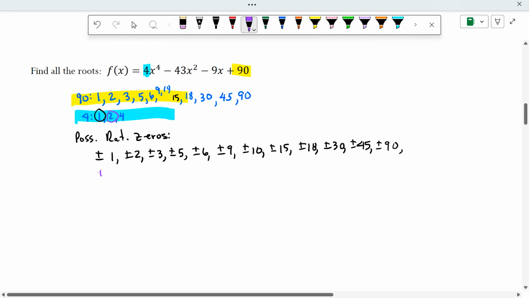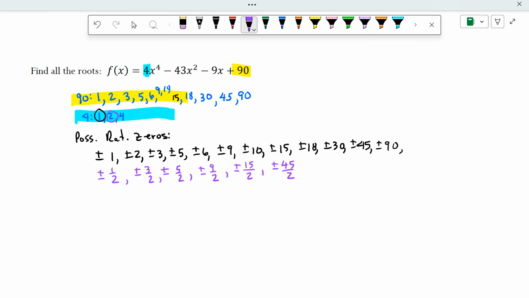Now let's divide by 2. Plus or minus 1/2. Plus or minus 2 halves reduces to 1, so I already have that one. Plus or minus 3 halves, plus or minus 5 halves. 6 halves is 3, plus or minus 9 halves. 10 halves is 5, plus or minus 15 halves. 18 halves is 9, 30 halves is 15, plus or minus 45 halves, and then 90 halves is 45. I have that.